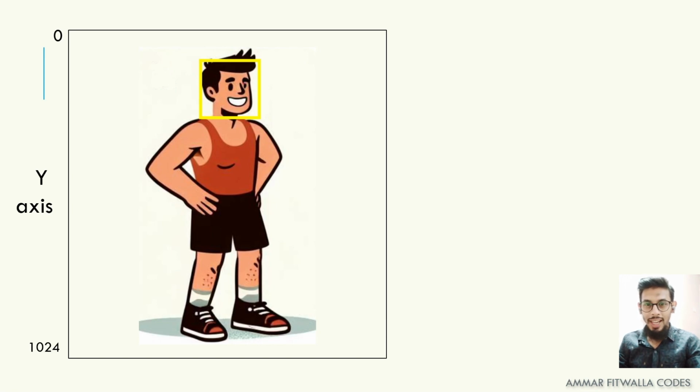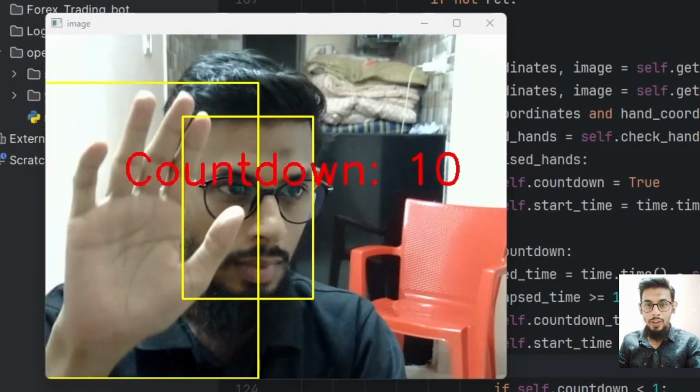Okay, so before actually going to the development part, let's first visualize the logic. So we have this black box which is the image coming through your camera. Then we have this yellow box which is nothing but the face detected by the YOLO model. And then we have the y-axis which starts from 0 and it could go up to 1024, 720 or 416 as per your image resolution.